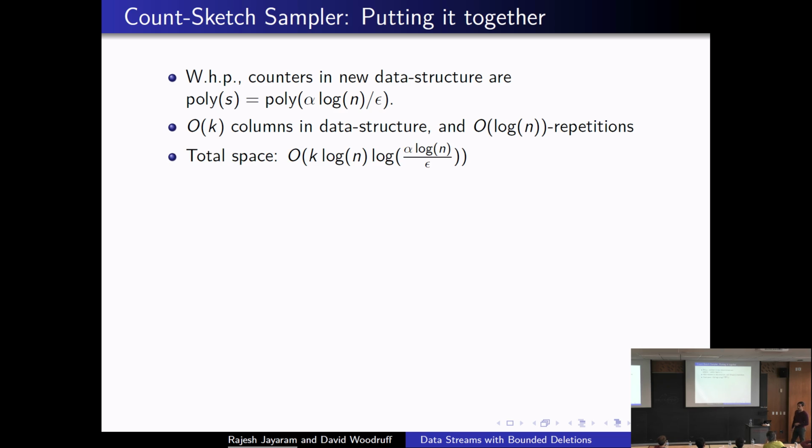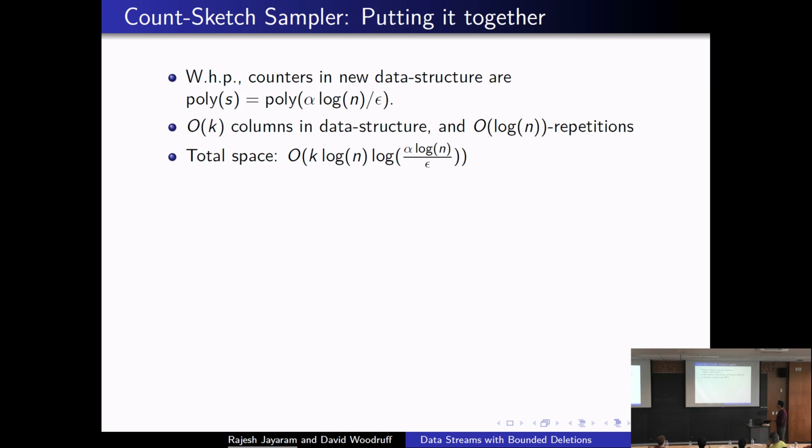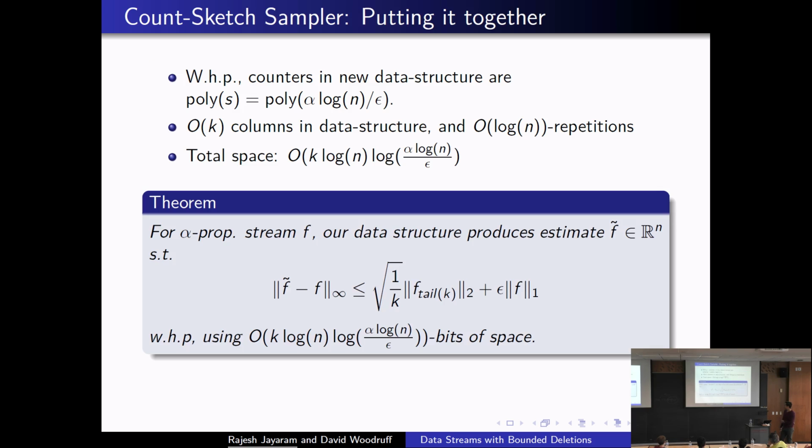So here we have two precision parameters, which is kind of interesting to note. We have our k precision parameter, which is going to give us the error here. So the more buckets we have, the smaller the L2 error is going to be. And the more samples we take, which is epsilon, the smaller our L1 error is going to be. So the theorem is, again, just putting together what we just said: our data structure produces an estimate by sampling. It uses fewer bits because the counter sizes are smaller, and the error is proportional to k with the L2 norm, and epsilon times the L1 norm.